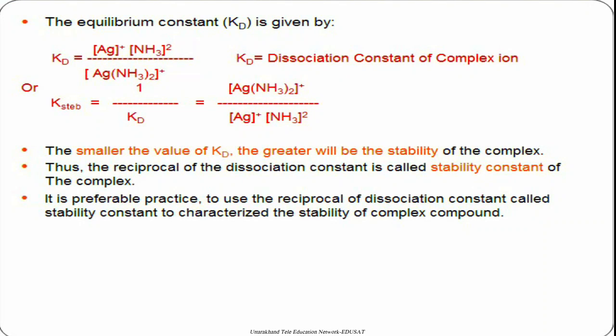That is, the [Ag(NH3)2]+ ion divided by the active mass of Ag+ ion and NH3 molecules gives us the stability constant value. The smaller the value of Kd, that is the dissociation constant, the greater will be the stability of the complex. Thus the reciprocal of the dissociation constant is called the stability constant of the complex. It is preferable practice to use the reciprocal of the dissociation constant, called the stability constant, to characterize the stability of a complex compound.